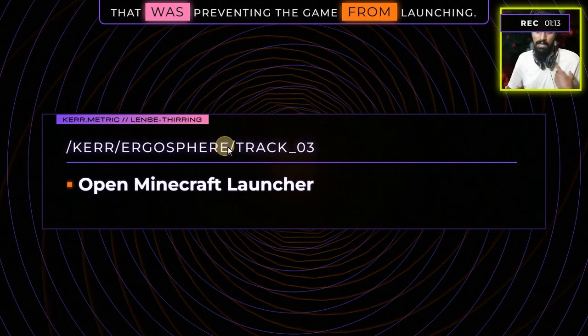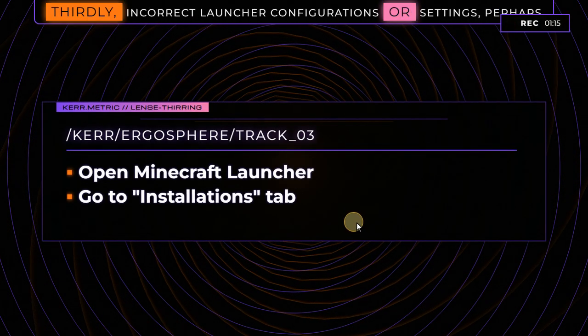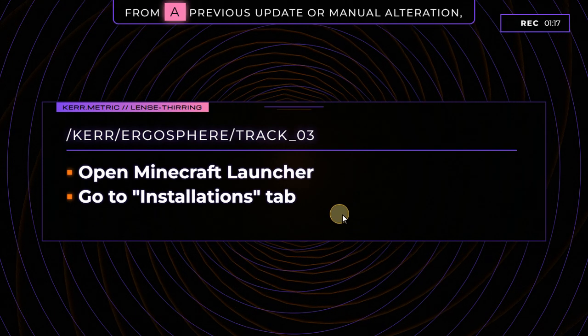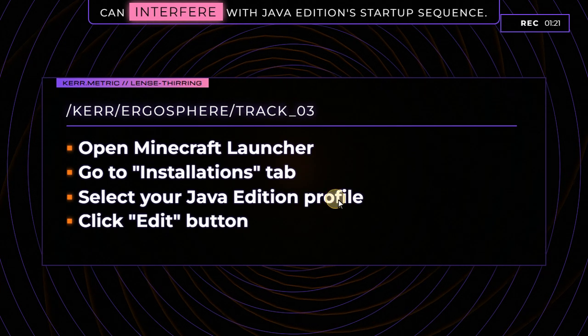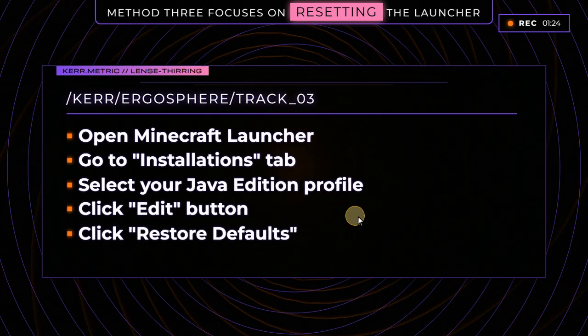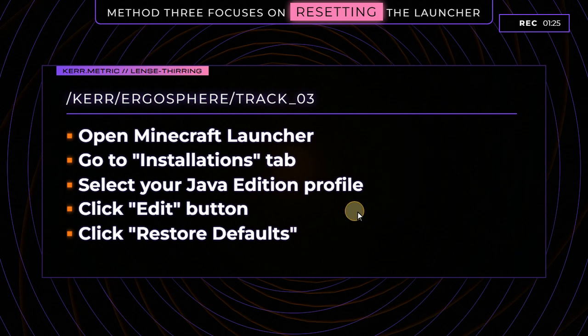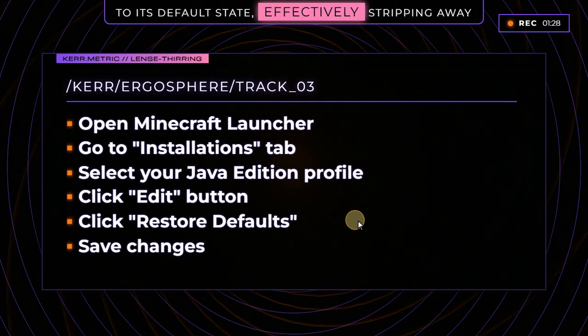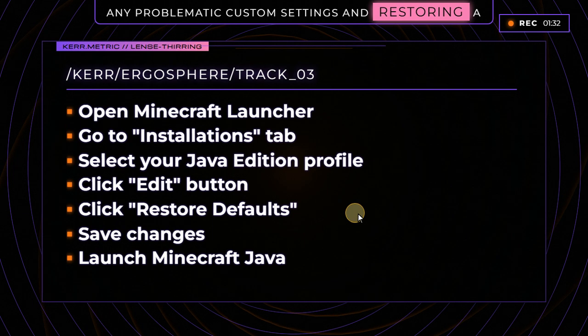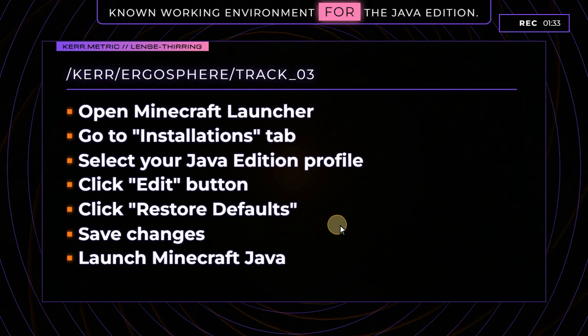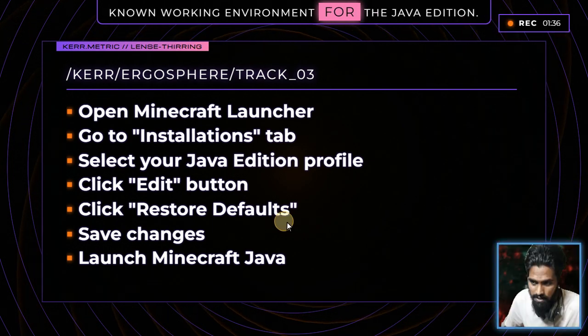Thirdly, incorrect launcher configurations or settings, perhaps from a previous update or manual alteration, can interfere with the Java edition startup sequence. Method 3 focuses on resetting the launcher to its default state, effectively stripping away any problematic custom settings and restoring a known working environment for the Java edition.